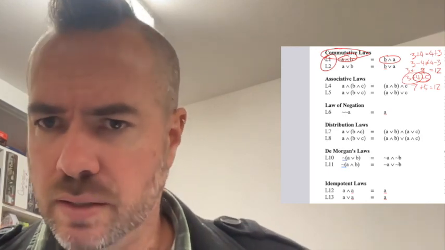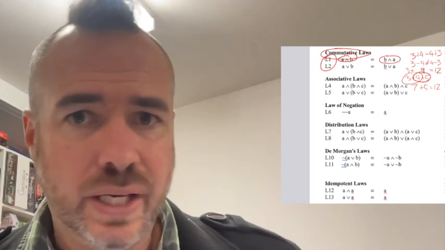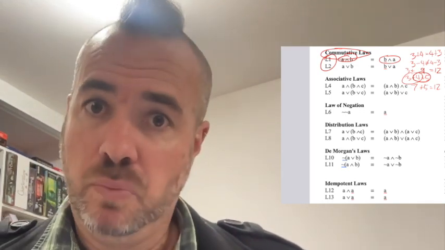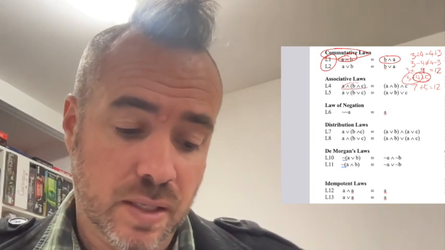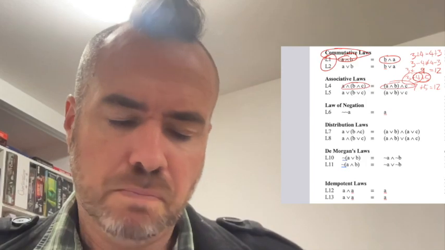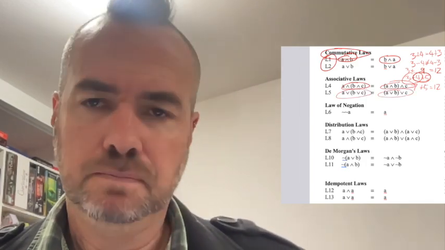AND works exactly the same way. OR works exactly the same way. It only gets complicated if we've got ANDs and ORs mixed together, but that's a different pattern. It doesn't fit this pattern. So the associative law just tells us that with AND, we can pair them up in any order, and with OR, we can pair them up in any order as well.